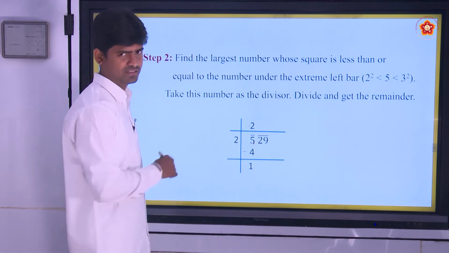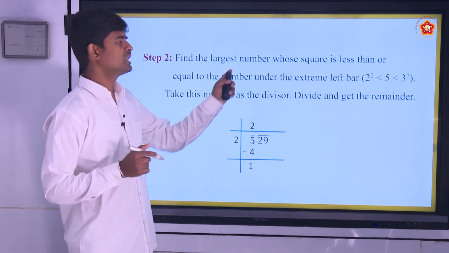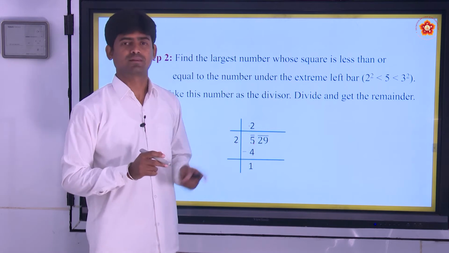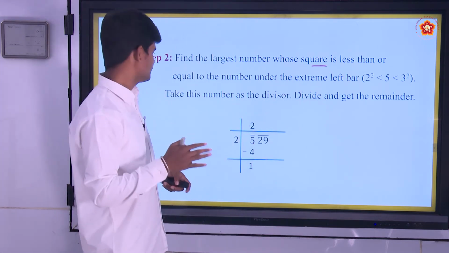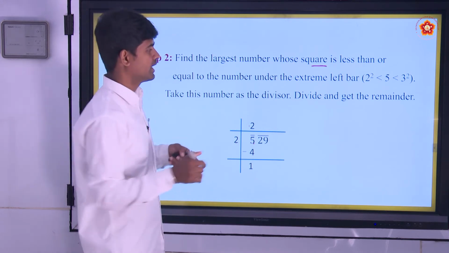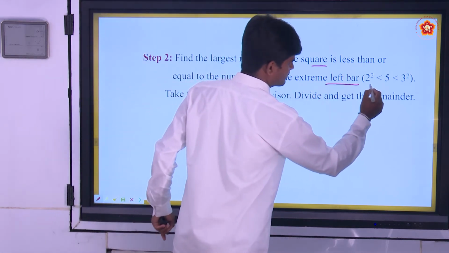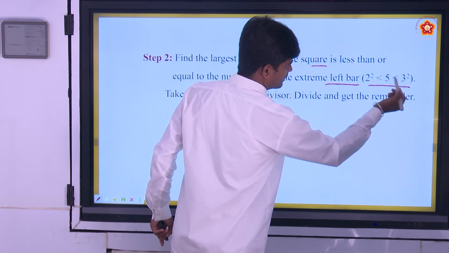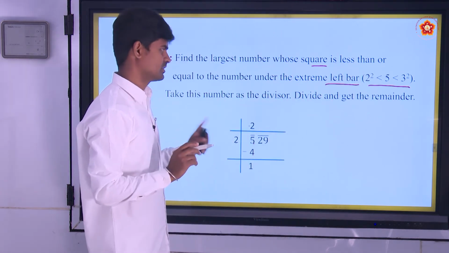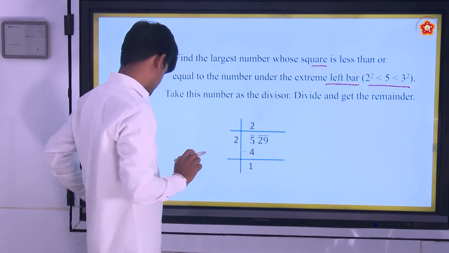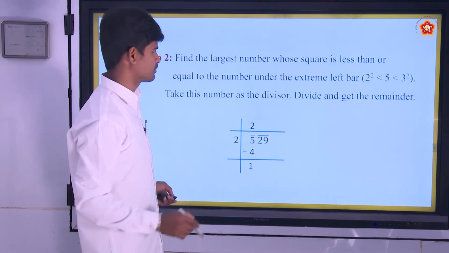This is the second step. What is the second step? Find the largest number whose square is less than or equal to the number under the extreme left bar. See, it lies in between 2 squared and 3 squared. Okay. Take this number as a divisor and divide and get the remainder. This is the second step.